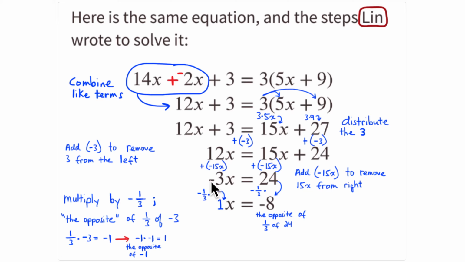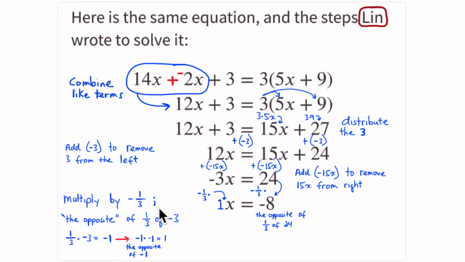Then to look at a single x, you can multiply by the multiplicative inverse of a negative 3, which is negative 1/3. You can think of that as the opposite of 1/3. So what's 1/3 of a negative 3? Well, 1/3 of negative 3 is negative 1. And then the opposite of that, negative 1, is 1. That's how you get this coefficient, negative 3, to this coefficient of 1. You multiply by the multiplicative inverse.